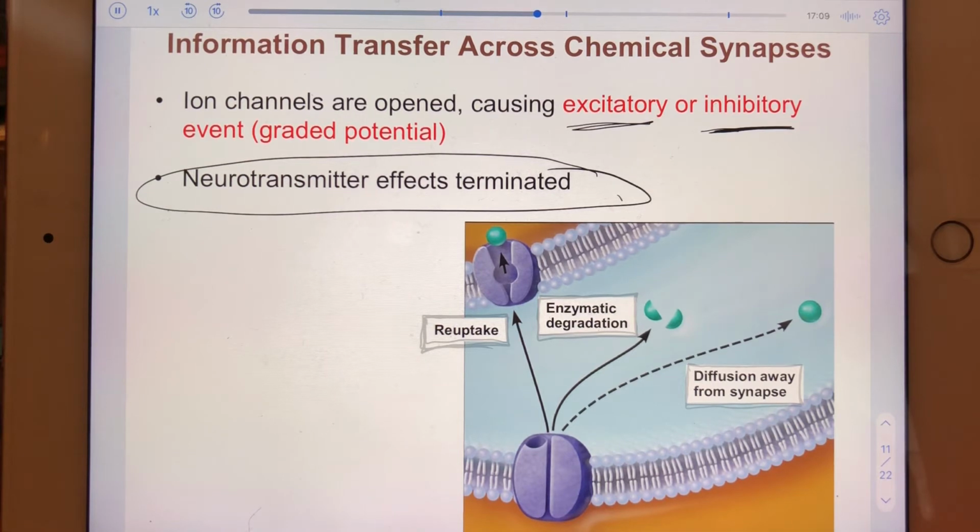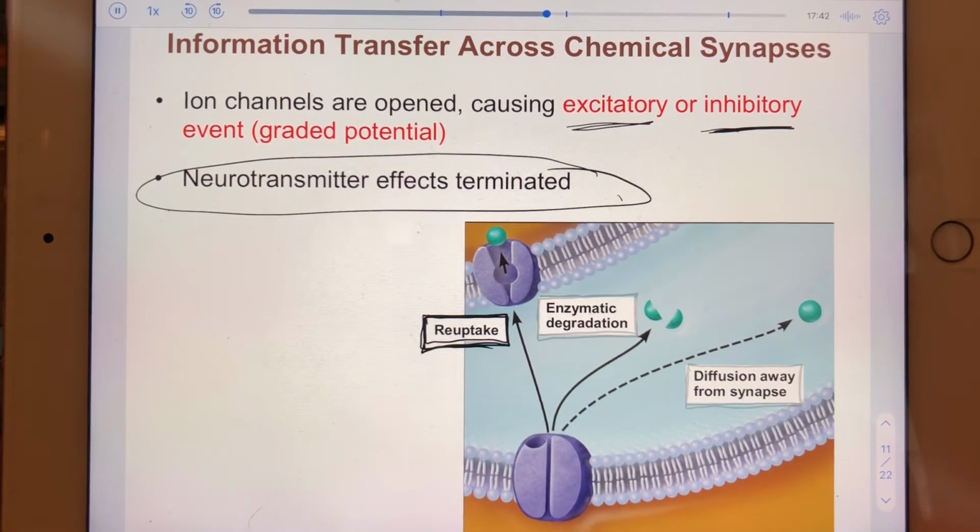Sure, they bind to a receptor, but are they always bound to that receptor? Are we always going to be turning on or turning off that postsynaptic neuron for the rest of our lives now that neurotransmitter has bound? No. Three things could occur. It's possible the presynaptic neuron can take its neurotransmitter product back up.